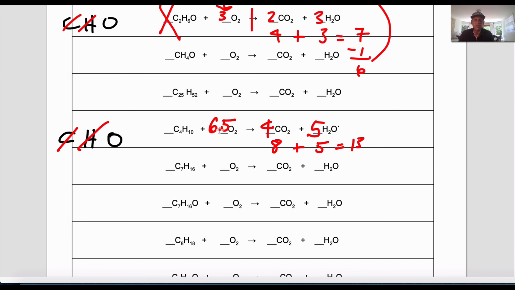And it's okay to do that. It's okay to put a half number there. You can do that. Okay. And then what we're going to do to get rid of that is just multiply everything by 2. So if you end up with a half number here, you can just multiply this by 2, multiply this by 2, multiply this by 2, and multiply this by 2. And now the balanced reaction is 2, 13, 8, 10.